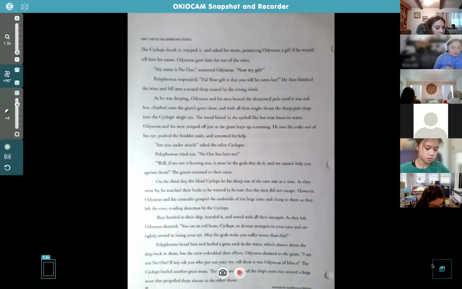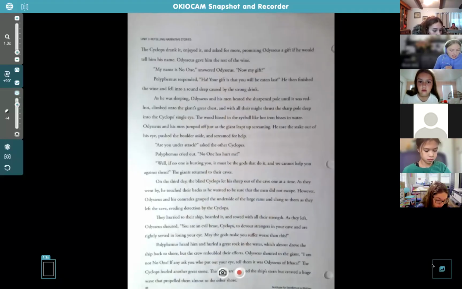As he was sleeping, Odysseus and his men heated the sharpened pole until it was red hot, climbed onto the giant's great chest, and with all their might thrust the sharp pole deep into Cyclops' single eye. The wood hissed in the eyeball like hot iron hisses in water. Odysseus and his men jumped off just as the giant leaped up screaming. He tore the stake out of his eye, pushed the boulder aside, and screamed for help.